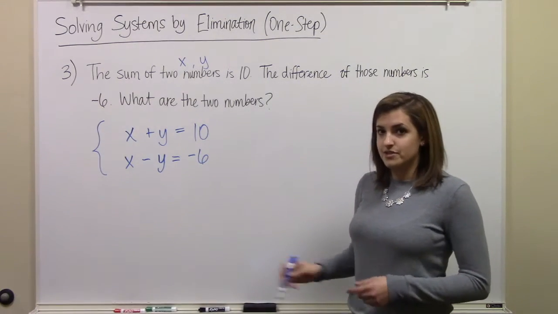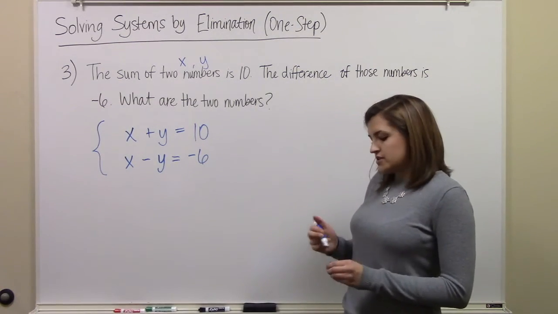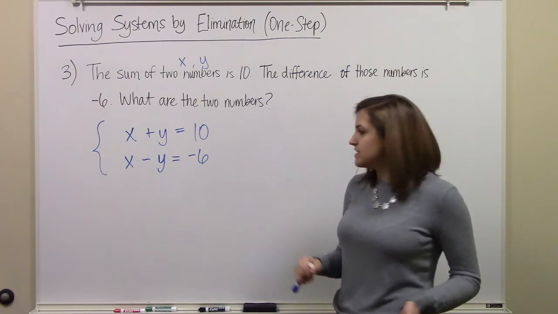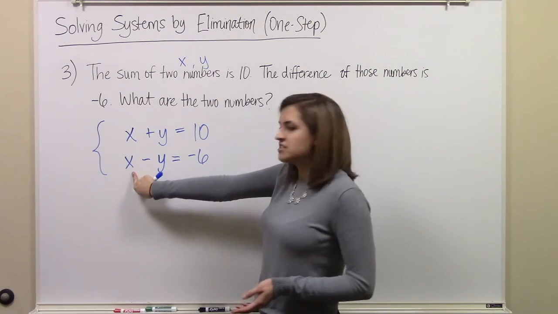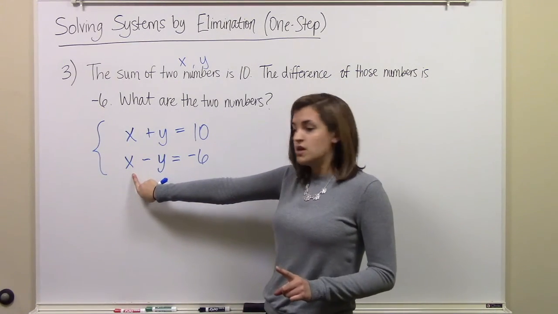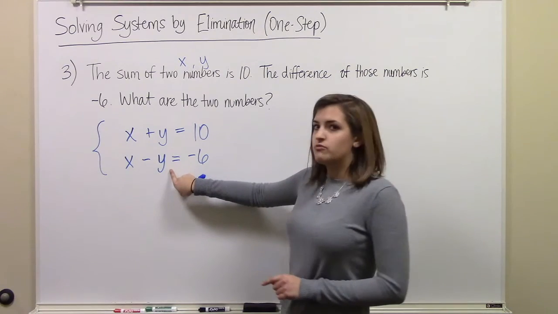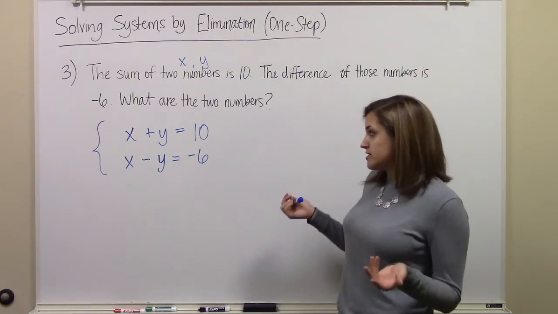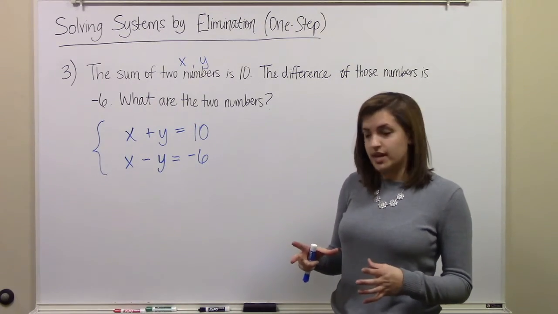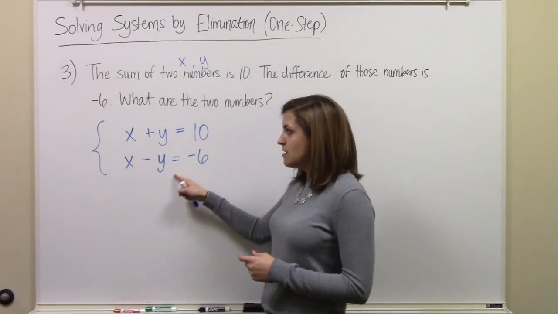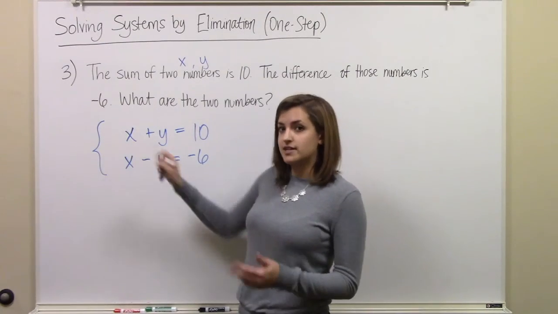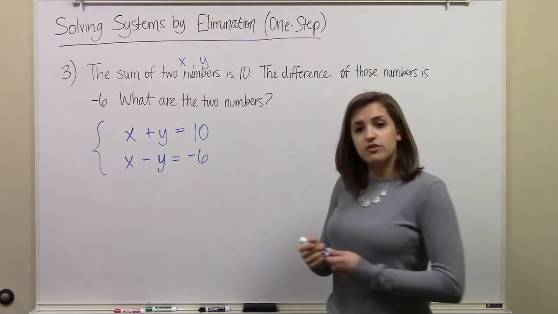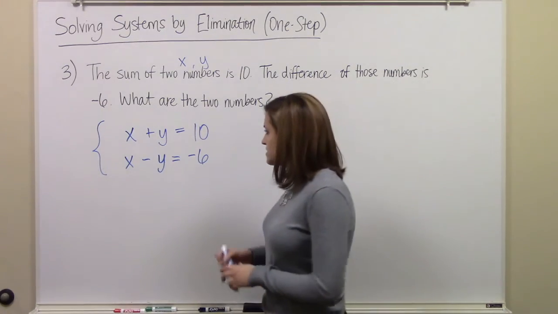Now I can use elimination to solve this problem. So I actually have two options here. When I look at my coefficients, I see that x and x both have a coefficient of 1. y and -y have opposite coefficients, 1 and -1. So I have a choice. I can either add the two equations together, and my y's will cancel, or I can subtract, and my x's will cancel. I'm going to add them together, but you can do it either way. You should get the same answer. So let's add them together.